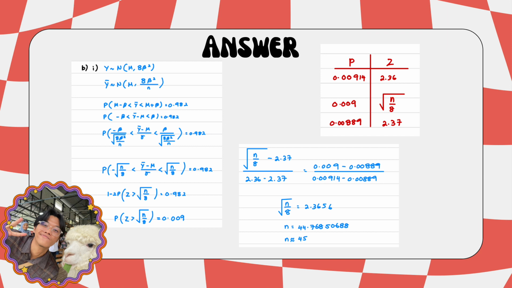Based on the z-score table, find its value and you will get the square root of n over 8 is equal to 2.3656. Lastly, the value of n is approximately equal to 45.